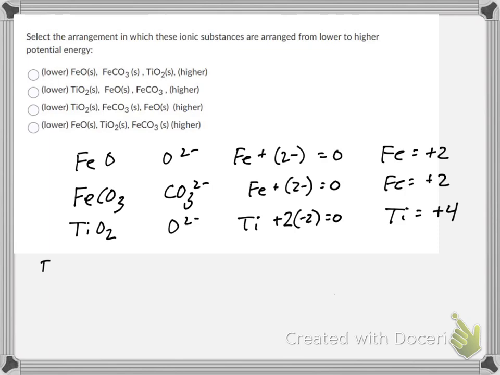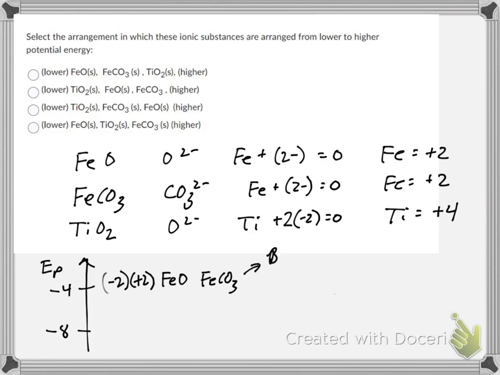Okay, so with the oxidation state analysis, the charge analysis, we can now rank the potential energies. We have a -4 potential energy and a -8. That is multiplying the two charges, -2 times +2. If we do that, FeO and FeCO3 have the same potential energy of -4. That's the primary analysis. Then we rank them on secondary analysis based on size. The bigger the ions are, the higher the potential energy, the less stable they are. The smaller they are, the lower the potential energy. So we rank them that way.